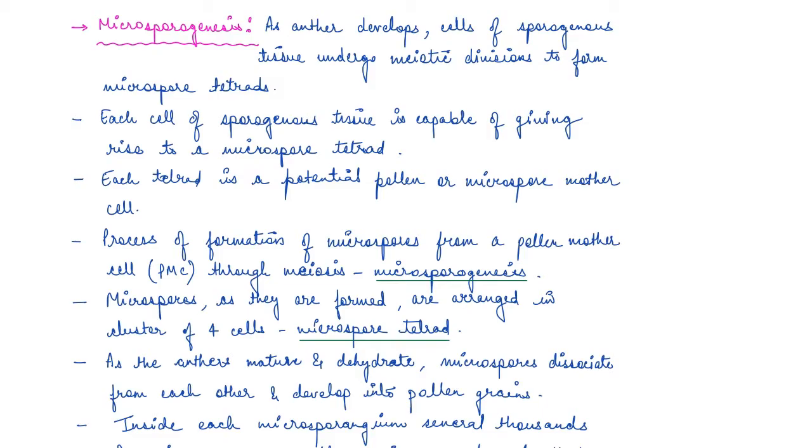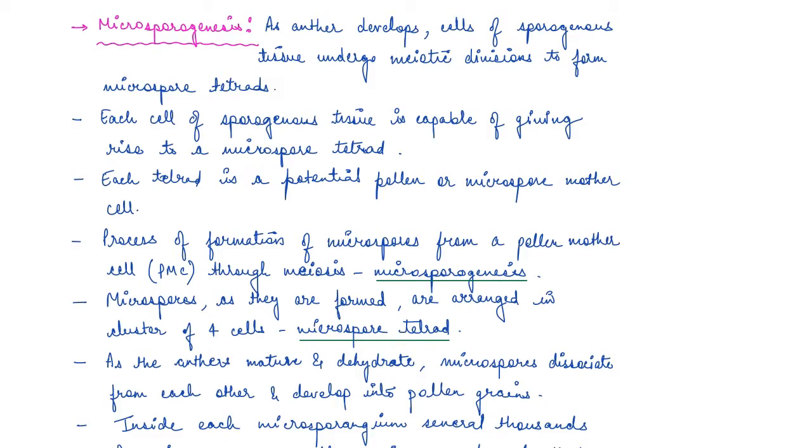The process of formation of microspores from a pollen mother cell through meiosis is known as microsporogenesis. So what exactly is microsporogenesis? When microspores are formed from the pollen mother cell through meiosis, it is microsporogenesis. When the microspores are formed, they are arranged in a cluster of four cells, known as a microspore tetrad.